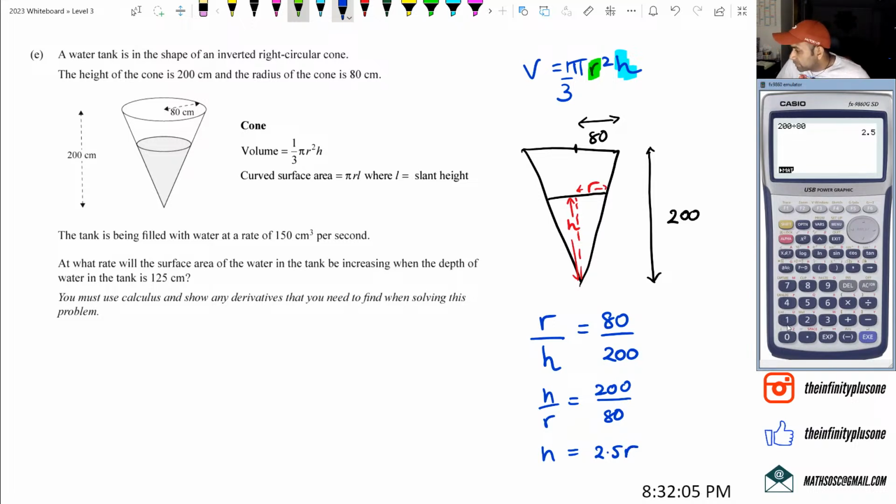Yes, Sumit, it's basically because it's similar triangles. That's pretty much exactly what we're trying to do. We're just trying to show h in terms of r.